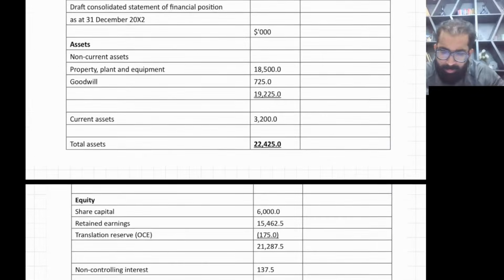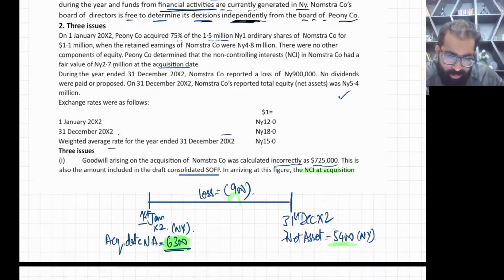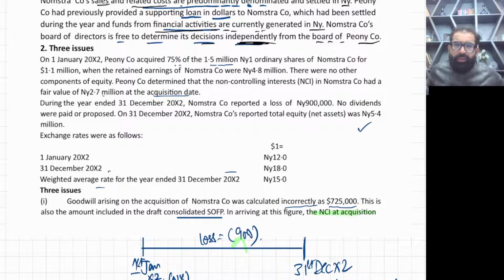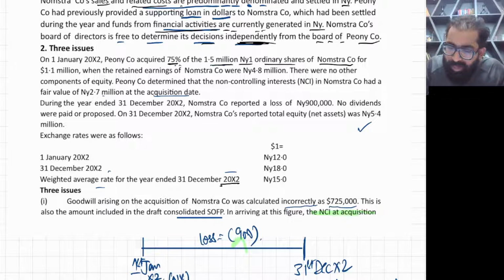Now it's all practical consolidation, a lot of things to discuss, so let's discuss this area now. Be confident, concentrate on the screen, don't use your cell phone. On 1st January X2, Peony Company acquired 75% of the 1.5 million NY ordinary shares of Nomstra Company. The takeover date is 1st January X2, and as you know, the year end is 31st December X2.